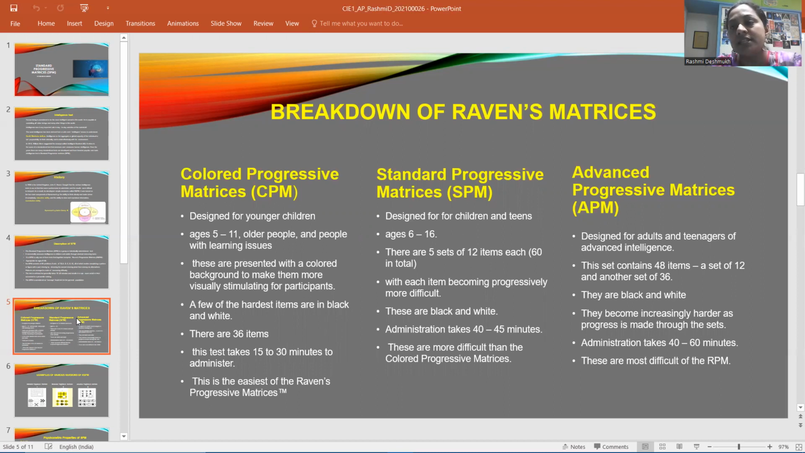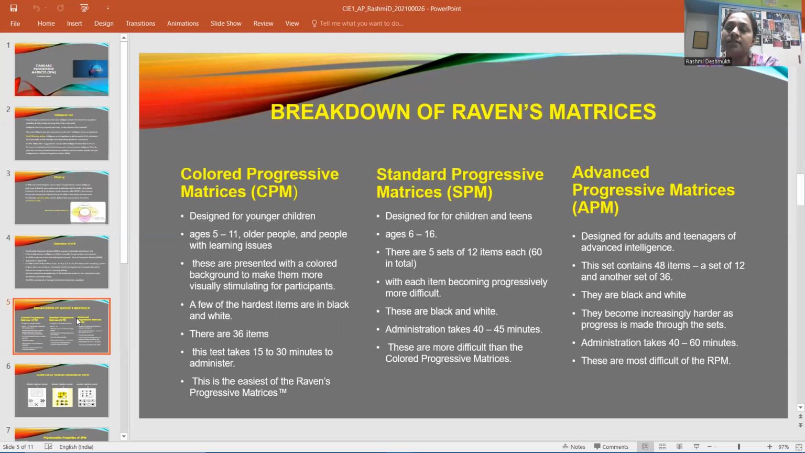The second one is SPM. It is designed for children as well as adults, and the age range is 8 to 65. There are 5 sets of 12 items, 60 items altogether, and it takes 40 to 45 minutes to administer this test. The difficulty level increases progressively, and it is slightly higher than that of colored progressive matrices.